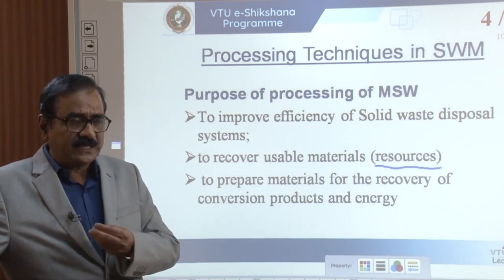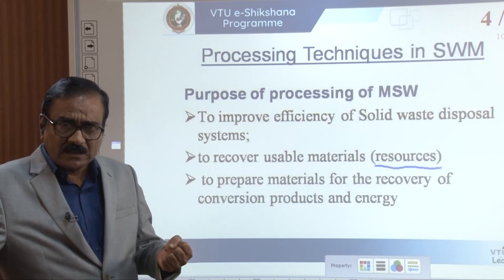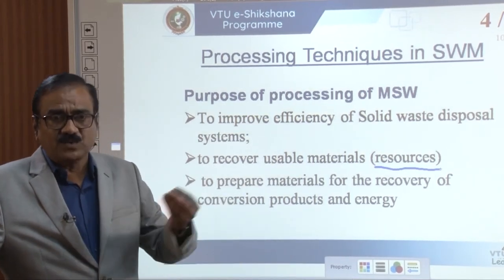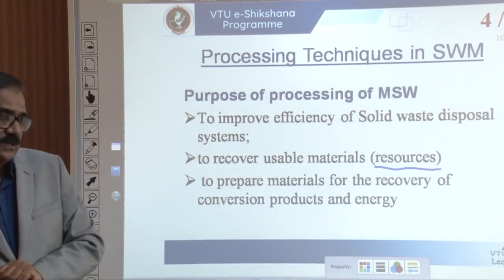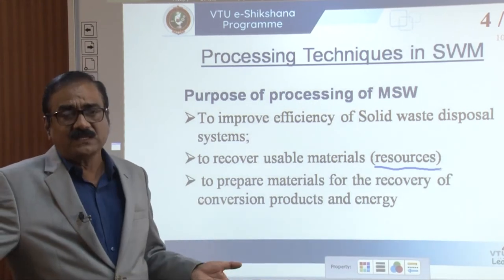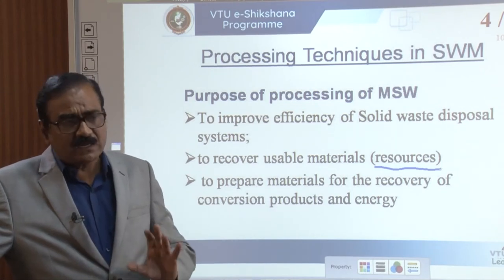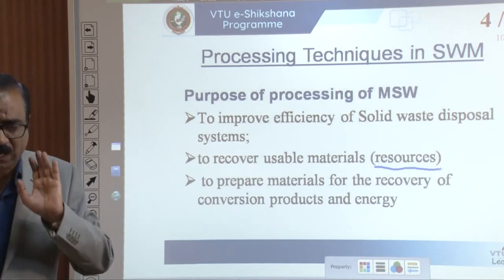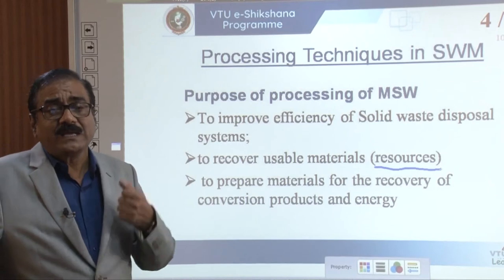For example, all the food material that is collected can be composted. So that compost can be used for agricultural purposes. So it is known as a conversion product. And what is the energy recovery? There is another way of handling this food waste, or in general any organic waste. It can be converted to a different product. As I told, it can be converted into a compost, or it can also be converted into an energy form.